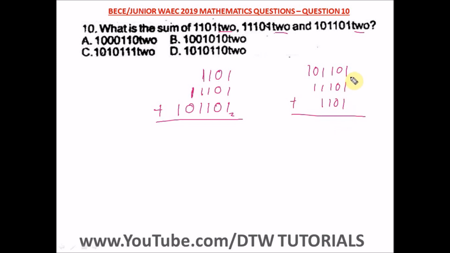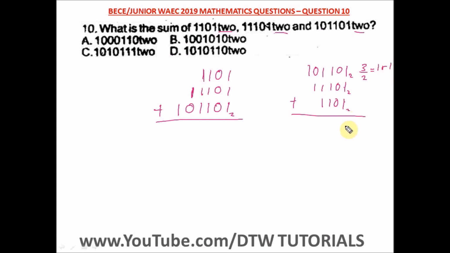Okay, so we're adding all this in base 2. I hope you remember your binary addition. Here we have 1 plus 1 plus 1. What is 1 plus 1 plus 1? That will give us a 3. We're adding in base 2, and 3 is greater than 2, right? So we do 3 divided by 2. What would that give us? That will give us a 1, remainder 1.